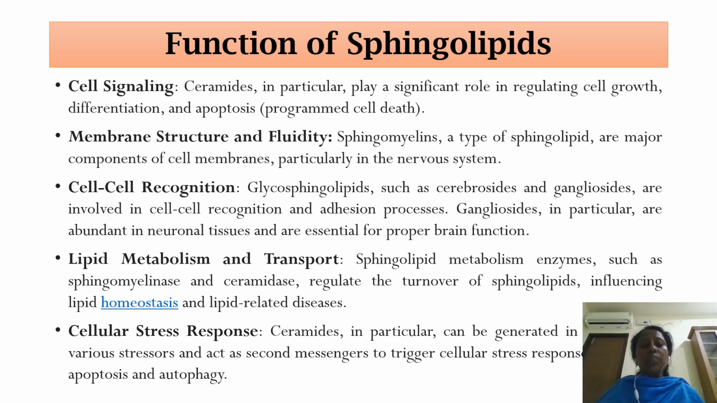Okay, and next is your cellular stress response. So all the stress which is generated in your system, whether because of external or internal sense, ceramide is a particular one which is involved in generating the response towards your various stresses. So whatever stress occurs in your system is responded to by your sphingolipids, particularly by ceramide. It acts as a second messenger to trigger the cellular stress responses. It may be an apoptosis mechanism, it may be an autophagic mechanism. Depending upon your cellular condition and your stress condition, the response may vary.